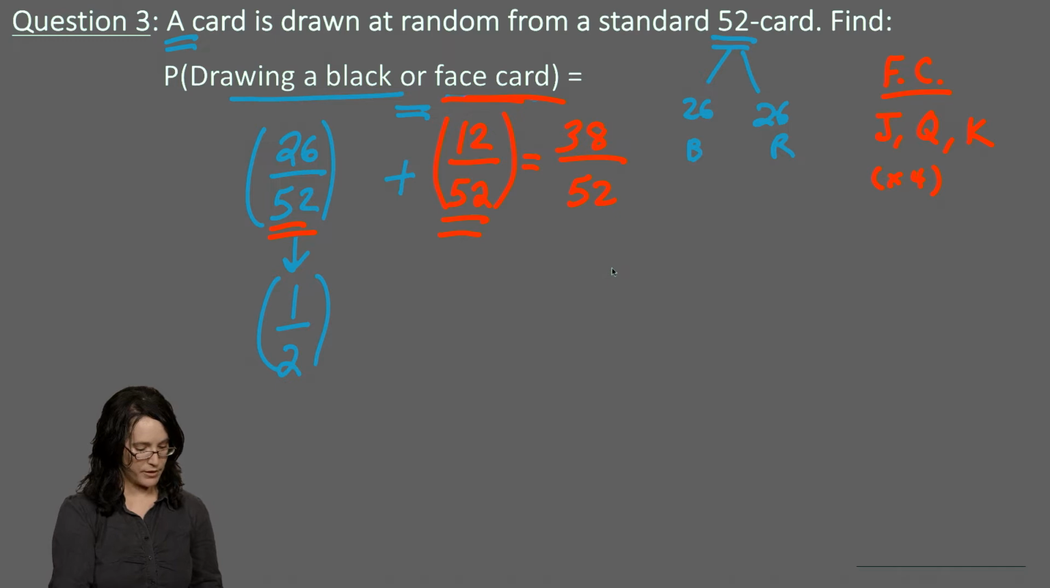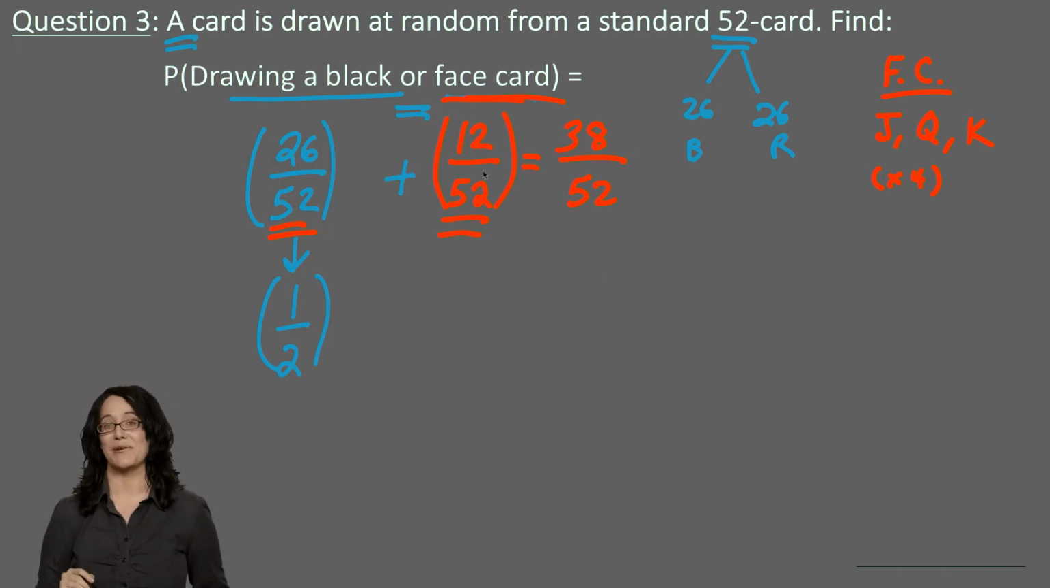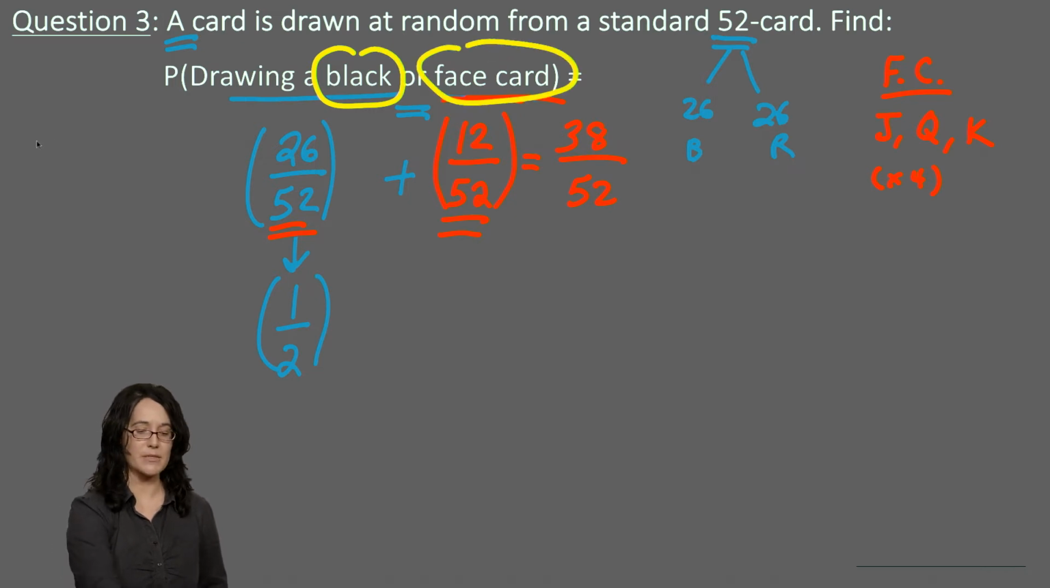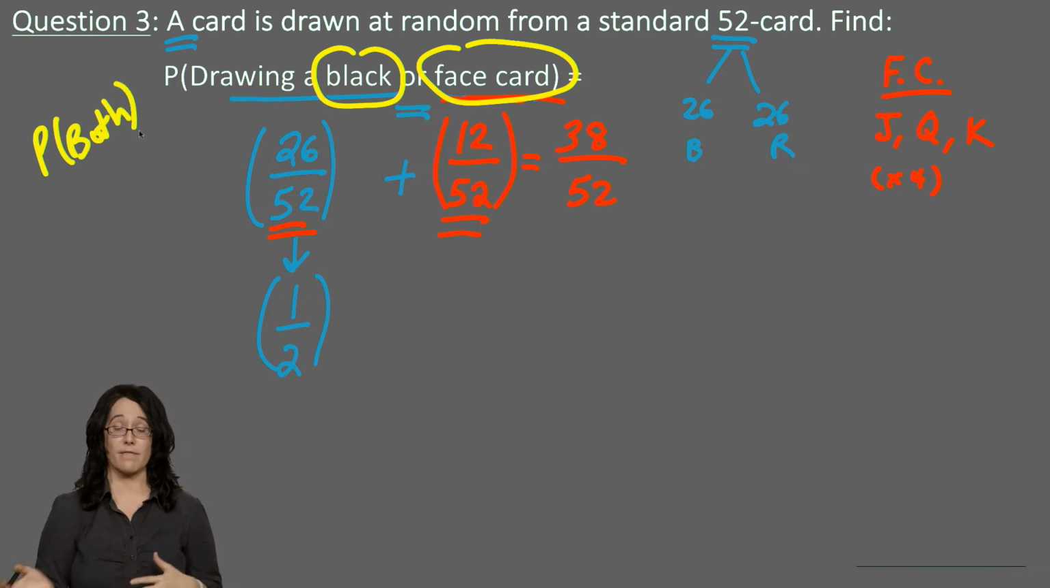And at this point, we had one more step to do, okay? Why can I not leave the answer as 38 out of 52? Why do I have to do an extra step here? We said it earlier, but can you remember? You can check your notes. That's right, because it is possible to be a black card and a face card at the same time. In other words, it is possible to be both a black card and a face card.